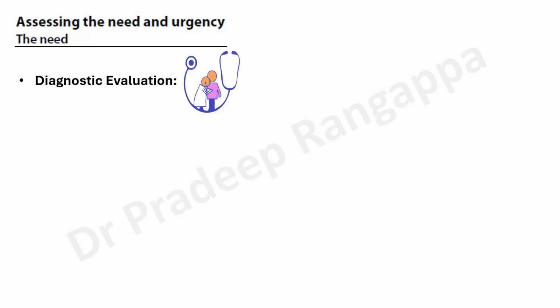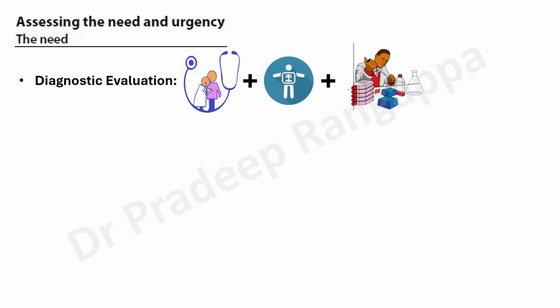So when we talk about assessing the need and urgency, obviously there are a few steps involved when we consider that an antibiotic has to be administered, which involves diagnostic evaluation. One of the key aspects is that we do a clinical examination of the patient to determine what might be the cause of infection. And this would be supported with imaging characteristics of the patient, guided by the clinical examination and the lab tests. So we do these tests.